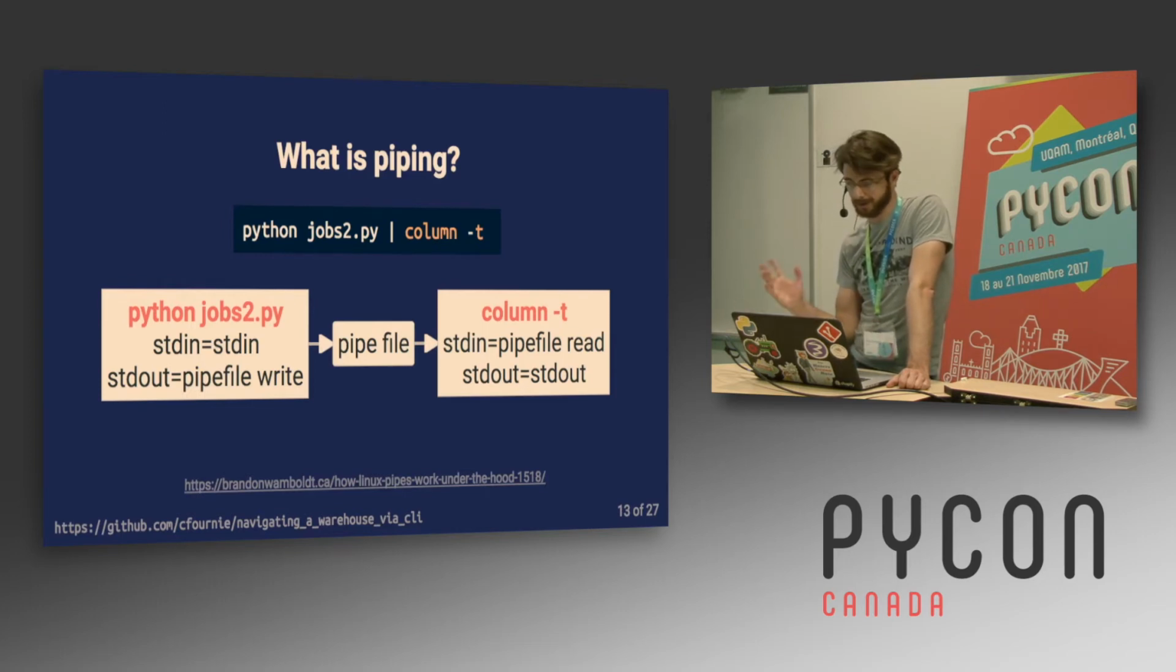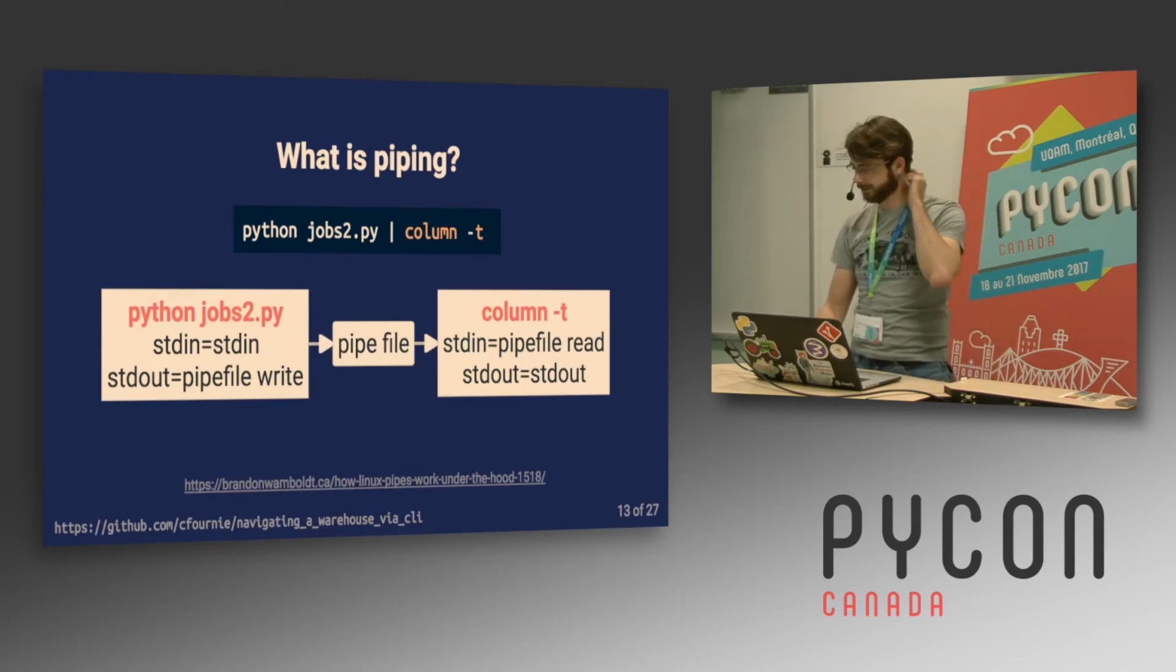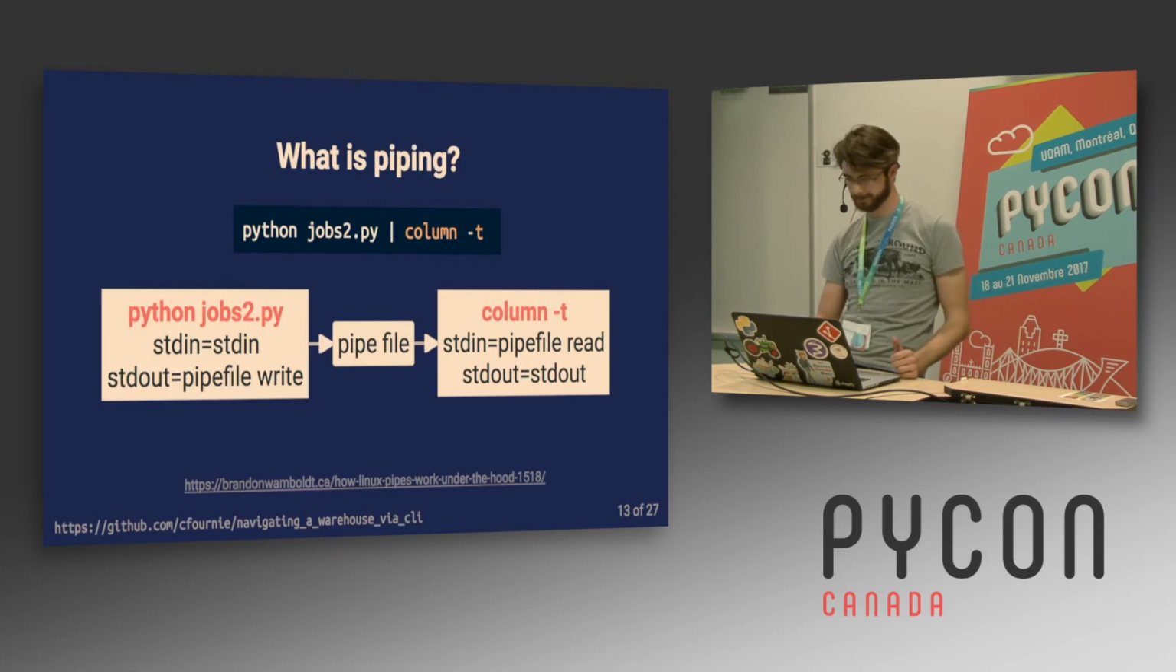Now, all I've shown you, though, is how to show a table. That's still not very useful for navigating a warehouse of 3,000 jobs. What other tools are available to us, and what can we use them for?